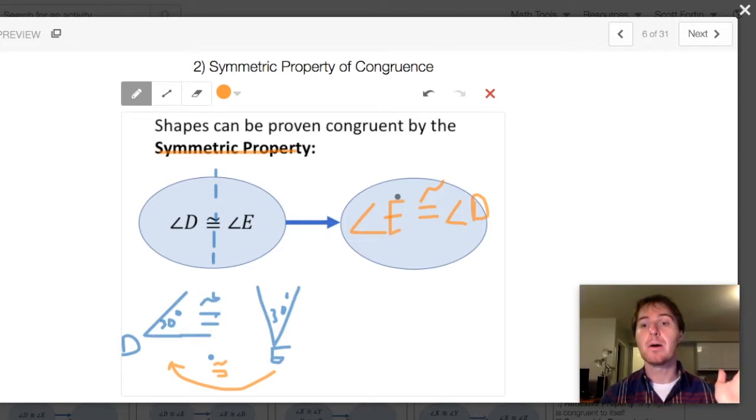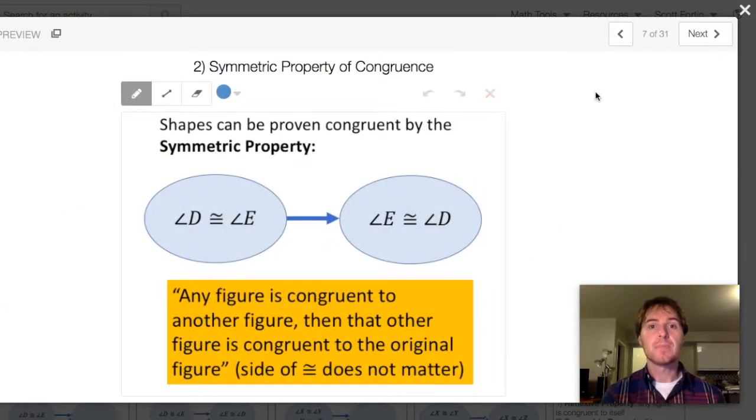Symmetric property doesn't come up much in proofs. It comes up in this section just so you know that it's a property, but you don't really need to worry about it too much. So symmetric property of congruence, one way you can remember it. Similarly, reflexive property was any figure is congruent to itself. So what we can say about this here is that any figure that's congruent to another figure, right?